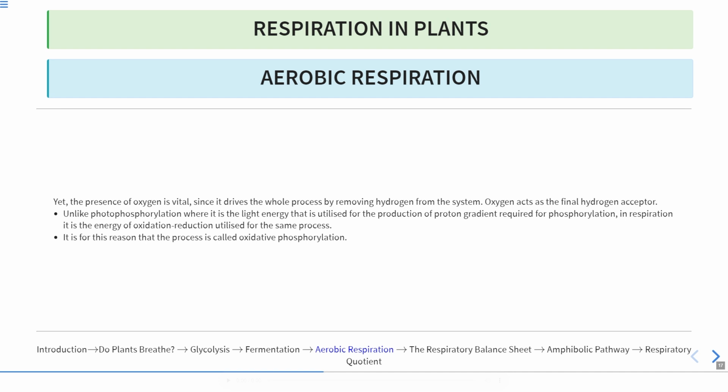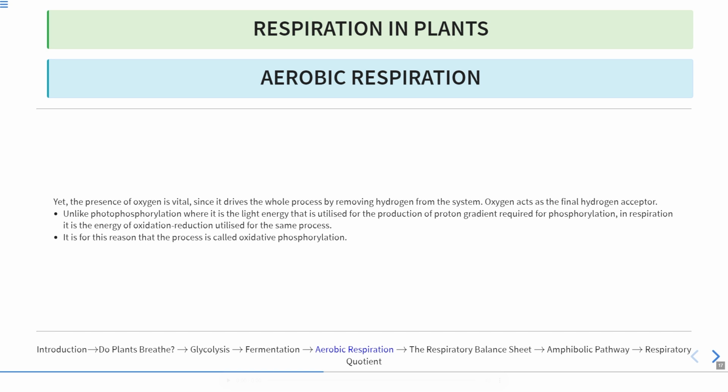Yet the presence of oxygen is vital, since it drives the whole process by removing hydrogen. You can see the electron is moving, and hydrogen is transported from the matrix region to the intermembrane space. This is occurring because of the presence of oxygen at the terminal position. If oxygen is not present at the terminal position, then this reaction will not take place. So oxygen acts as a final hydrogen acceptor.